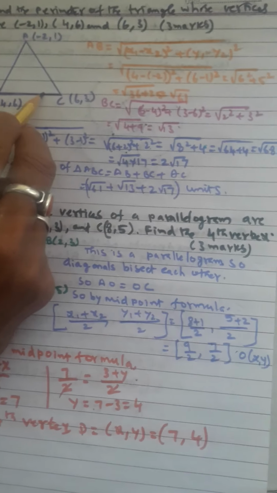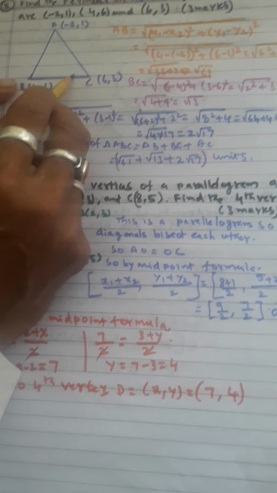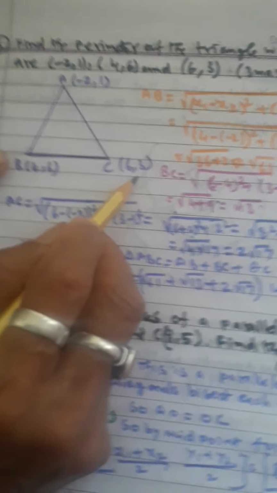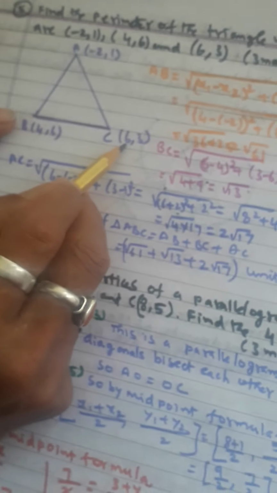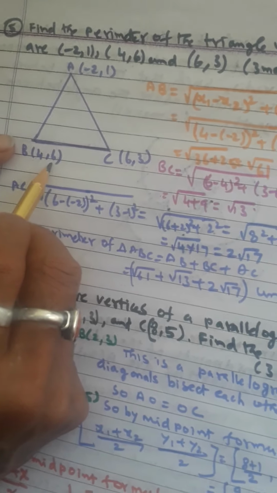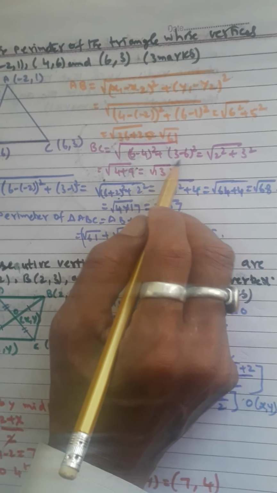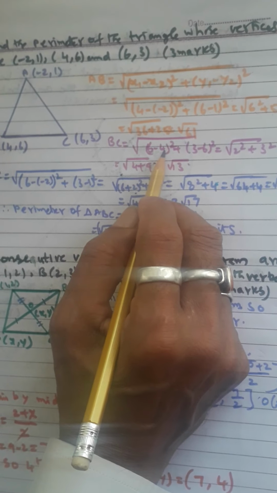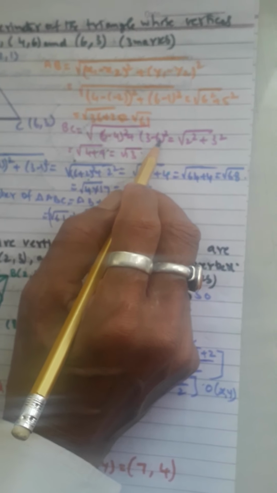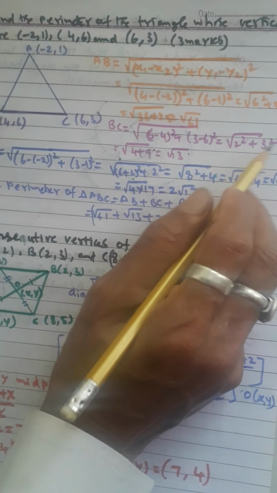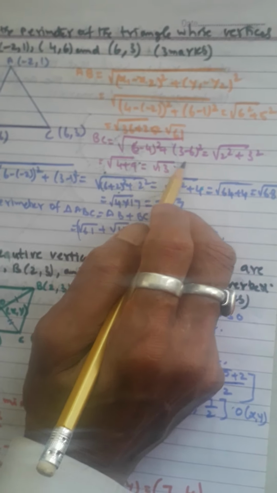Now let us also find the distance for BC. In the case of BC, I am considering the same type here also. I am considering this 4 as x2, this 6 as x1. This is x1, this is x2, this is y1, this is y2. According to that formula you will get 6 minus 4 whole square plus 3 minus 6 whole square. So 6 minus 4 is 2, 2 square you will get. 3 minus 6 is minus 3, but because of the square, that will become plus. So 2 square is 4, 3 square is 9. Adding 4 and 9, you will get square root of 13.